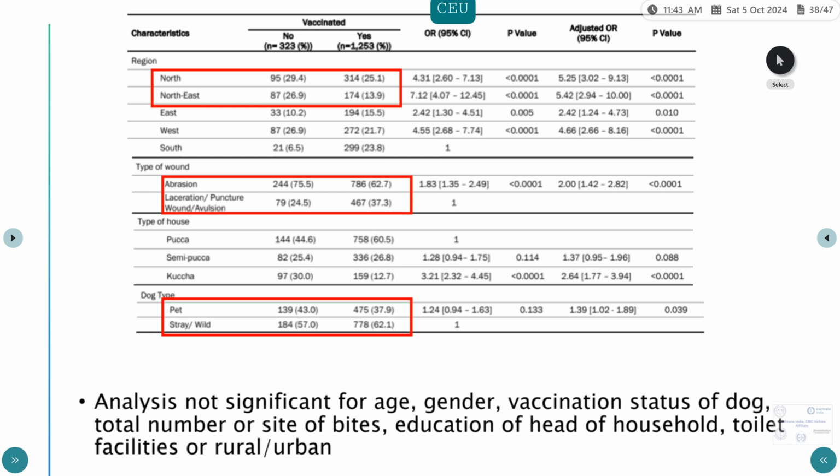The confidence interval for most of them, all of them, does not cross 1. So that is significant. But it's not very high confidence either. It's significant. North is quite a huge difference from south.